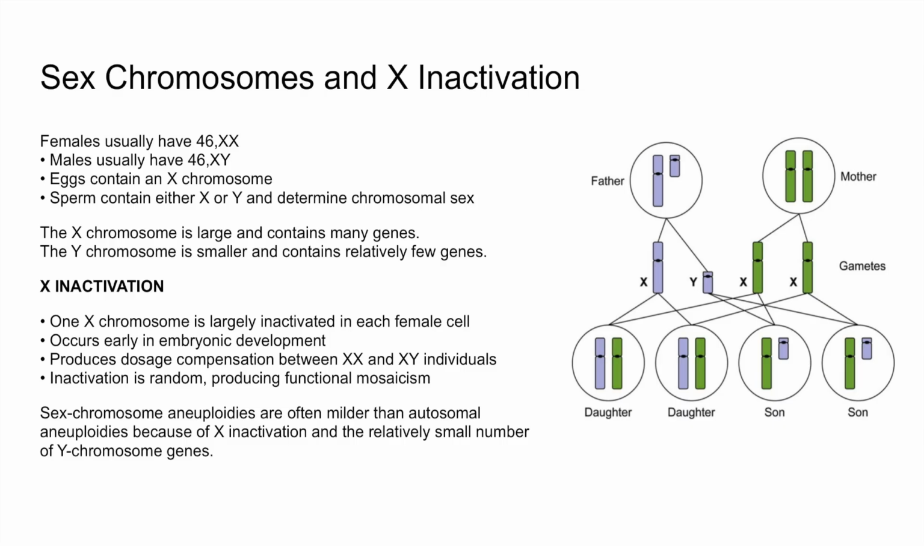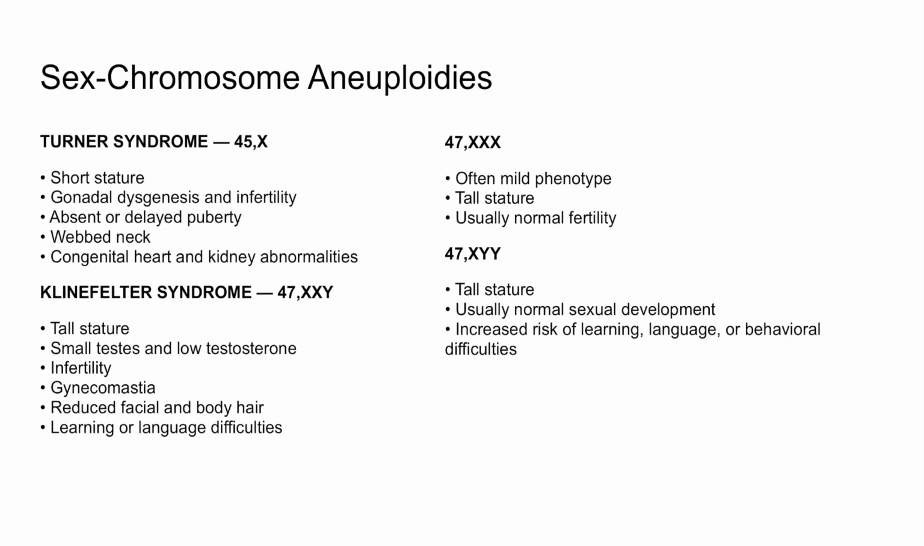Some genes escape inactivation, so the process is not complete. X inactivation and the limited number of Y-linked genes also help explain why sex chromosome aneuploidies are often better tolerated than autosomal aneuploidies. All right, so sex chromosome aneuploidies are generally more compatible with life than autosomal aneuploidies because extra X chromosomes are largely inactivated and the Y chromosome contains relatively few genes.